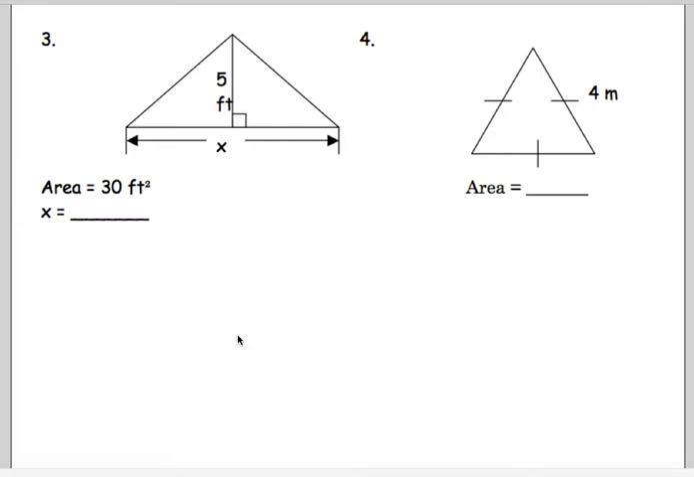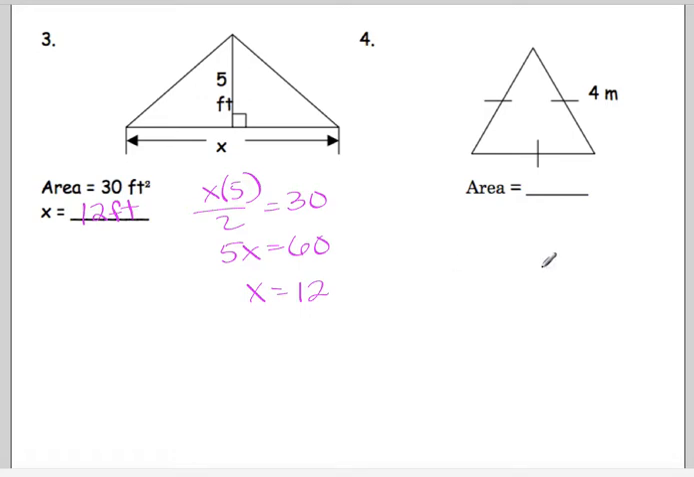The next one gives me the area, and we're having to find a missing piece of information. We're having to find the base. We know that the base times the height divided by 2 is equal to the area. And so we can multiply by 2, so we'll see that 5x equals 60. And then dividing by 5, x is 12, and that is feet, so 12 feet.